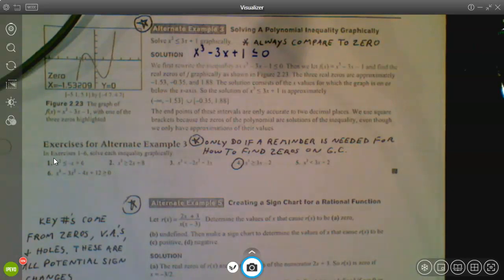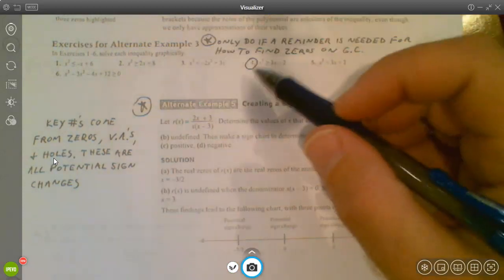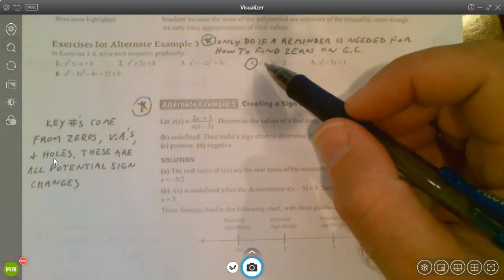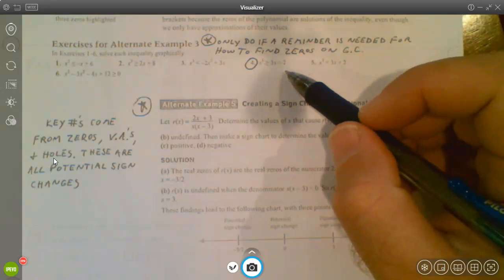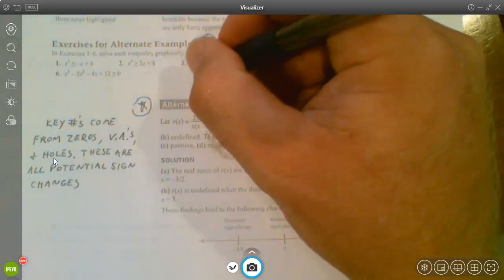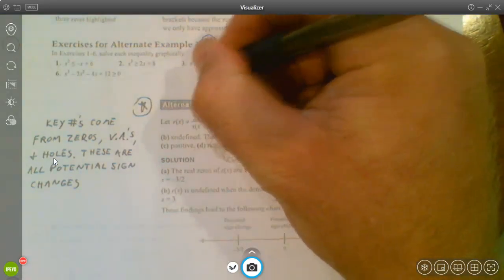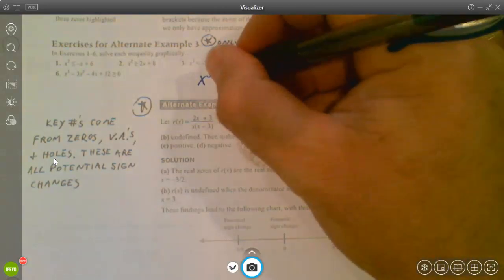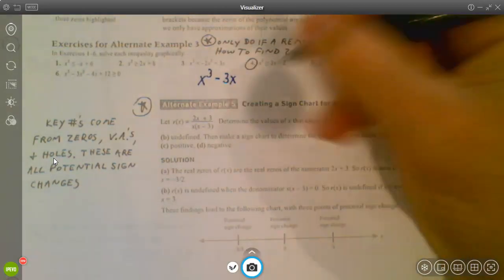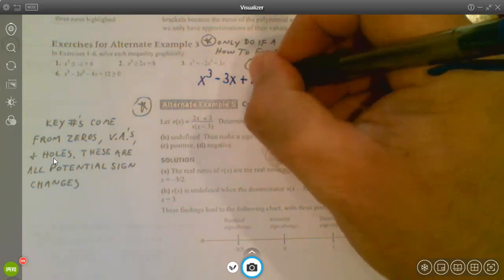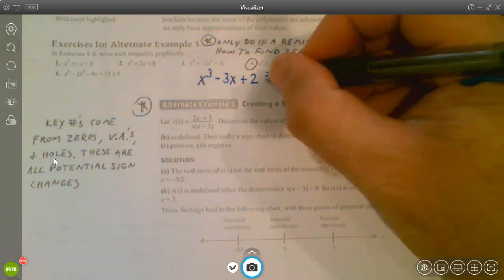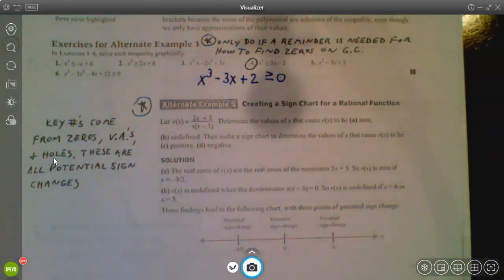So let's do one of those together. We're just going to do this like pure calculator style, and then we'll do some more fun stuff down here. So first things first, x to the third, let's bring these guys over. So we're going to see this as x to the third minus 3x plus 2 is greater than or equal to 0. So we are now looking for the positive sections of the graph.